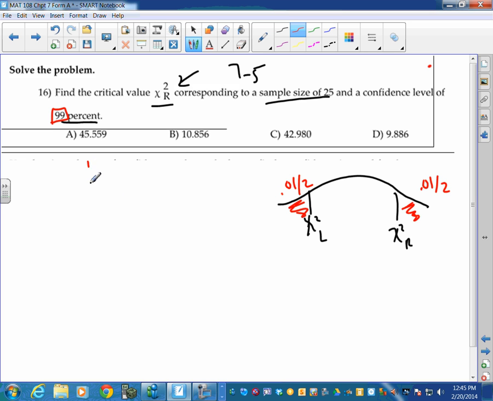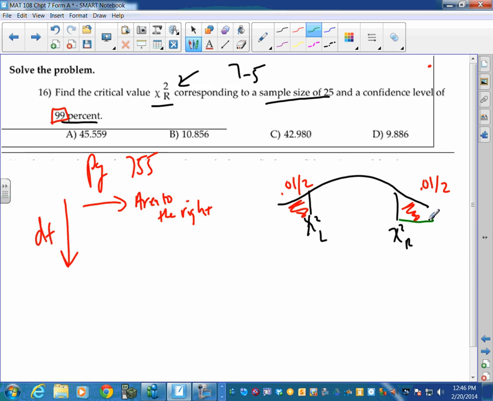So this can only be done on page 755. You go down degrees of freedom. You go over, I'm going to have to say this 3 times, area to the right. So there's 2 numbers to the right. To the right of my chi-squared, it's going to be 0.005. That means this is 0.005. However, to the right is .995.